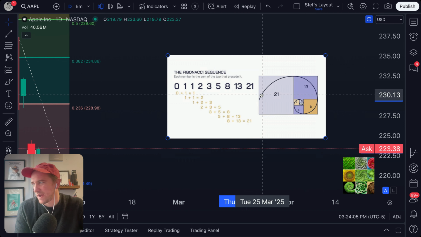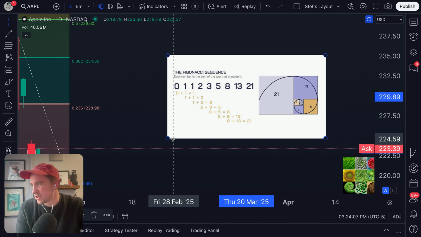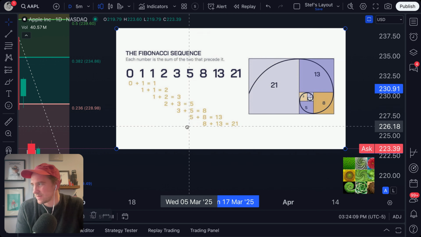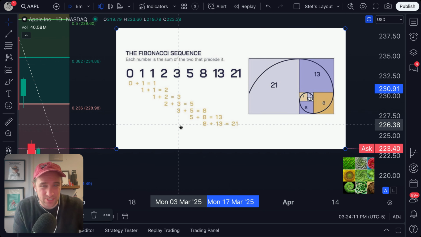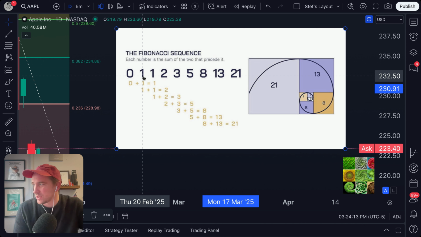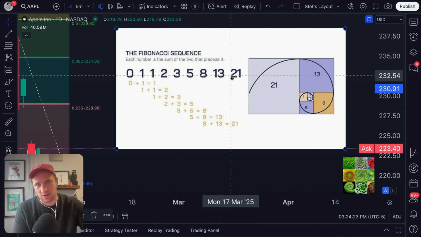I've got these great graphics here. The Fibonacci ratio, you can see how the math works. You can run this exercise yourself if you want. 0 plus 1 is 1. 1 plus 1 is 2. 2 plus 1 is 3. 3 plus 2 is 5. 5 plus 3 is 8. 8 plus 13 is 21, and on and on and on you go.